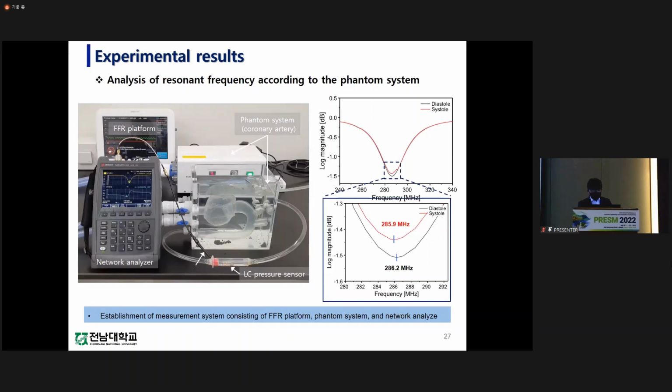Finally, the heart rate measurement was confirmed using the biomimetic phantom system, and the resonance frequency shift according to the heart rate change was confirmed. This result indicates the possibility of using the fabricated sensor as a blood pressure and heart rate monitoring platform.